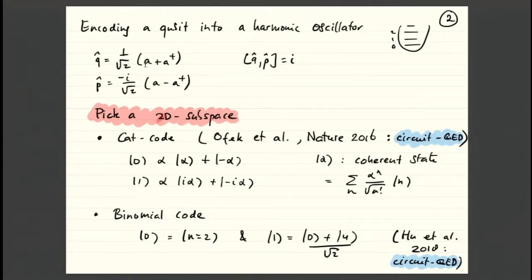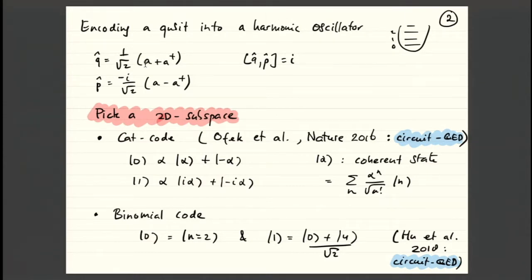Okay, so my slides are a bit full, so just ignore them except for what I say and use them to pick up some math here and there. Okay, so I have just an oscillator, right? And I just have my two quadratures with the commutation relation.